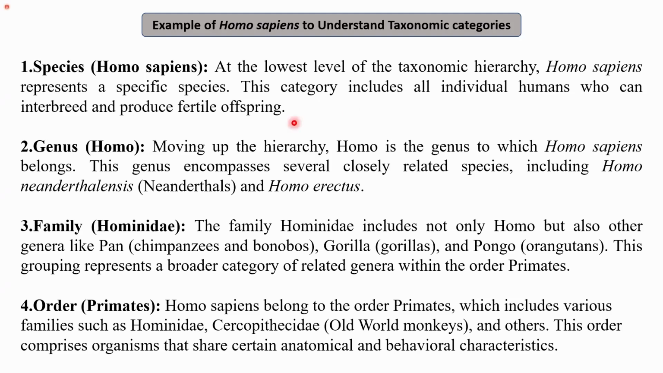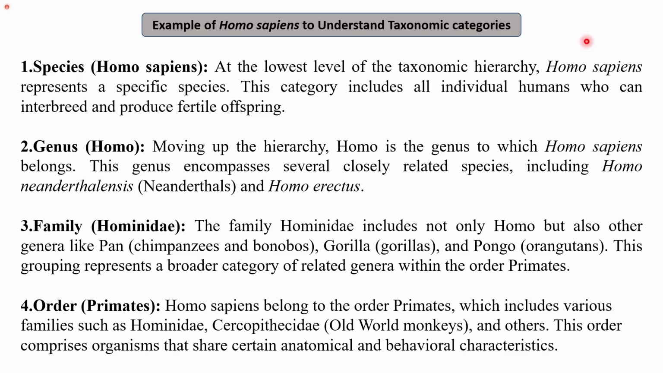The genus is Homo. Moving up the hierarchy, Homo is the genus to which Homo sapiens belongs. Besides Homo sapiens, the genus also encompasses other closely related species like Homo neanderthalensis, which are the Neanderthals, and Homo erectus.